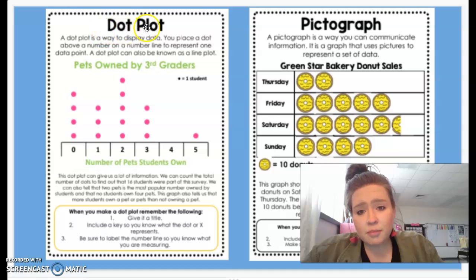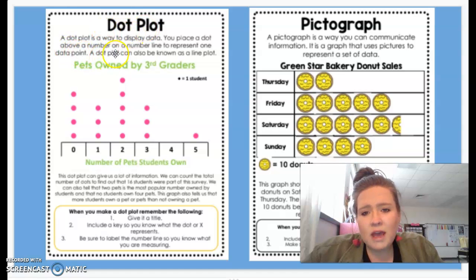Okay, a dot plot. A dot plot is a way to display data. You place a dot above a number on a number line to represent one data point. A dot plot can also be shown as a line plot, okay? Pets owned by third grade students.